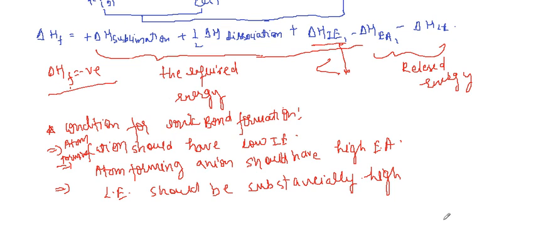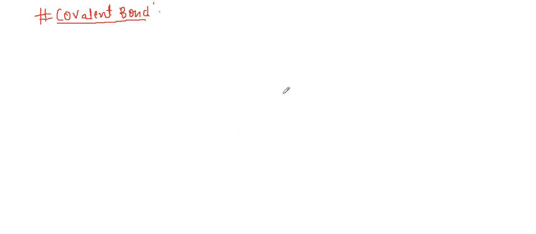So these are the three conditions for forming the ionic bond. Now let's continue with covalent bond.